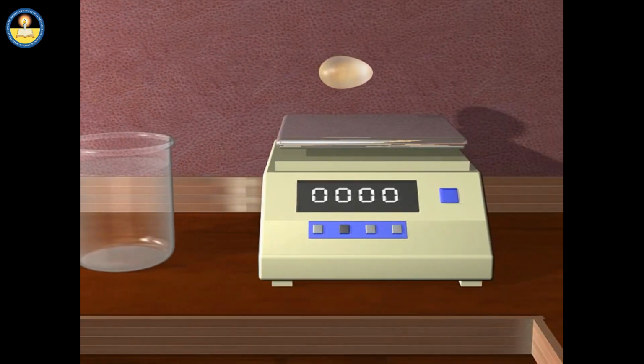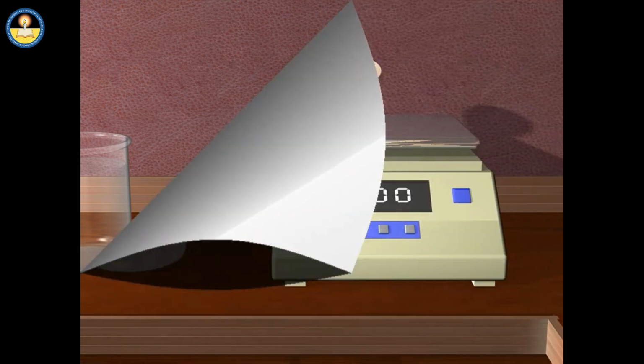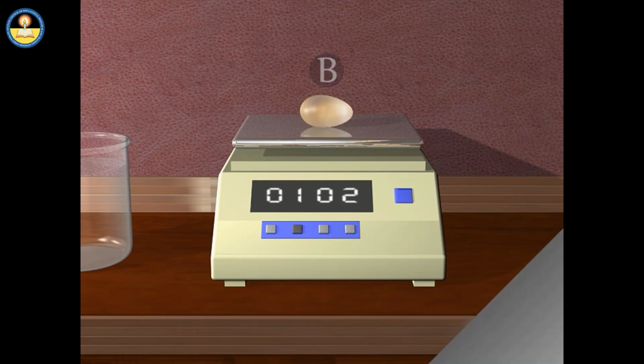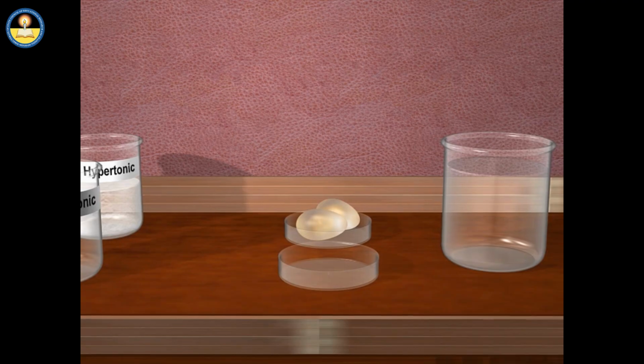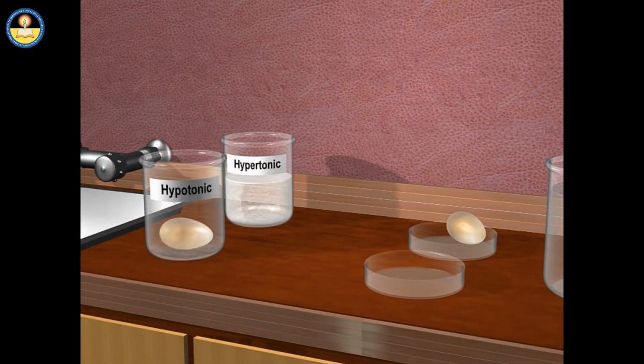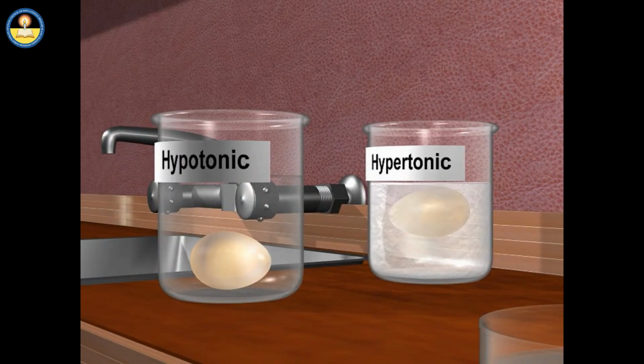Weigh both the eggs. Egg A weighs 98 grams and egg B weighs 102 grams. Put egg A in hypotonic solution, say water. Dip egg B in hypertonic solution. It can be thick sugar solution or salt solution in water. Leave overnight.